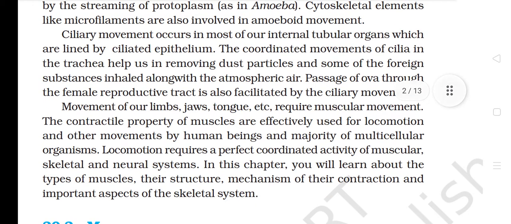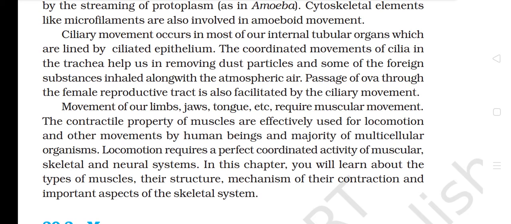Ciliary movement occurs in most of our internal tubular organs, which are lined by ciliated epithelium. The coordinated movements of cilia in the trachea help us in removing dust particles and some of the foreign substances inhaled along with the atmospheric air. Passage of ova through the female reproductive tract is also facilitated by the ciliary movement.